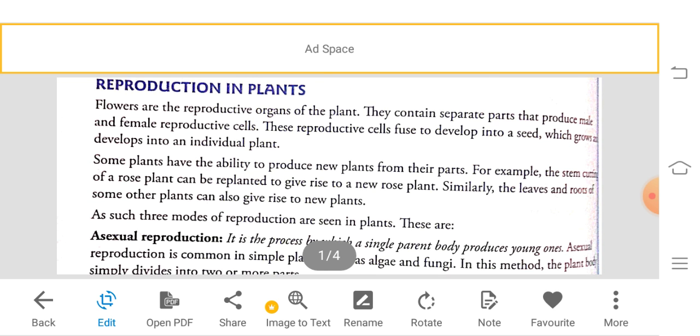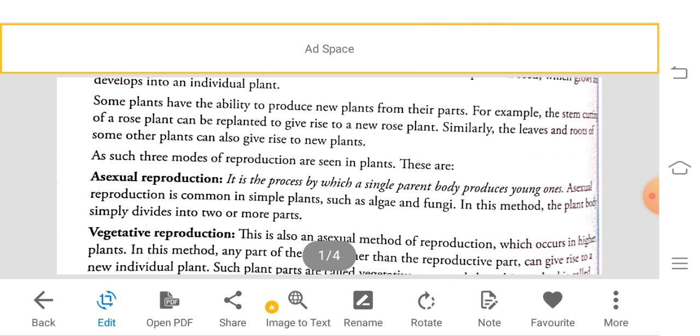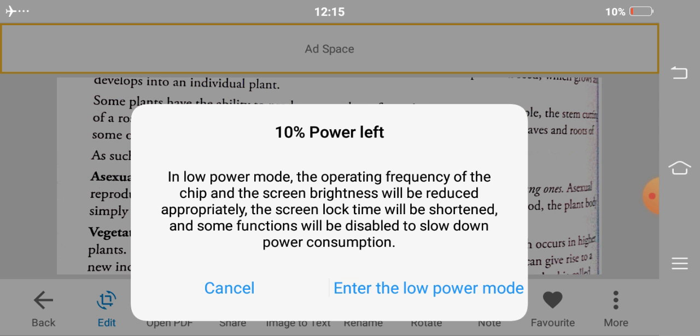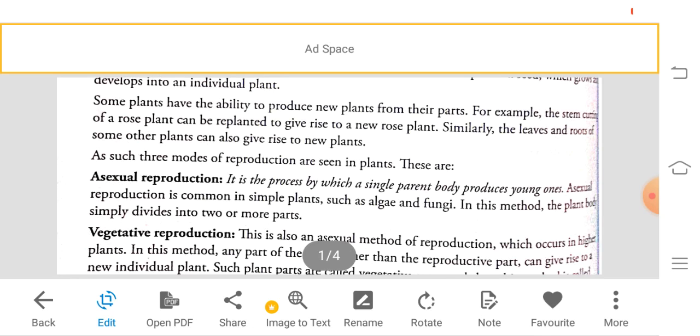While some plants also have the ability to reproduce from their parts, like stems. So the rose plant reproduces through stems, while some plants also reproduce through roots and leaves. On the basis of this, the three modes of reproduction in plants are asexual, sexual, and vegetative reproduction.